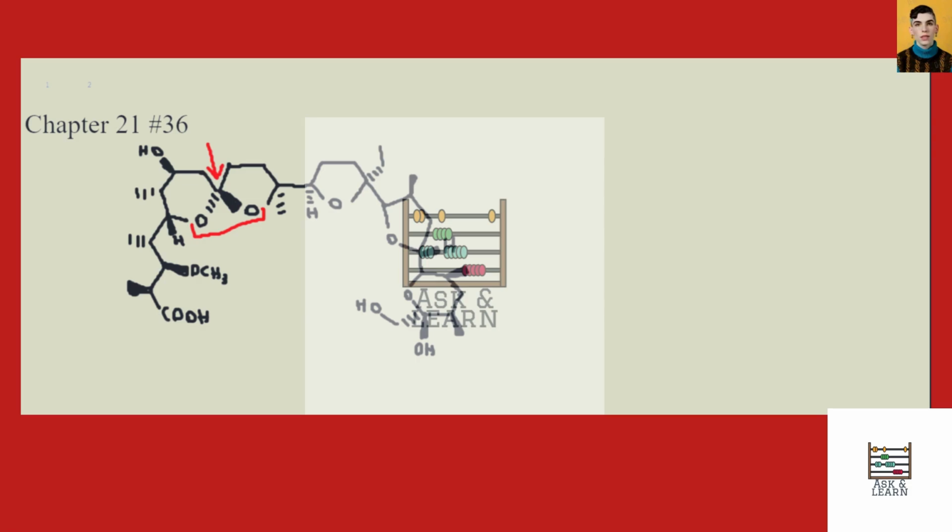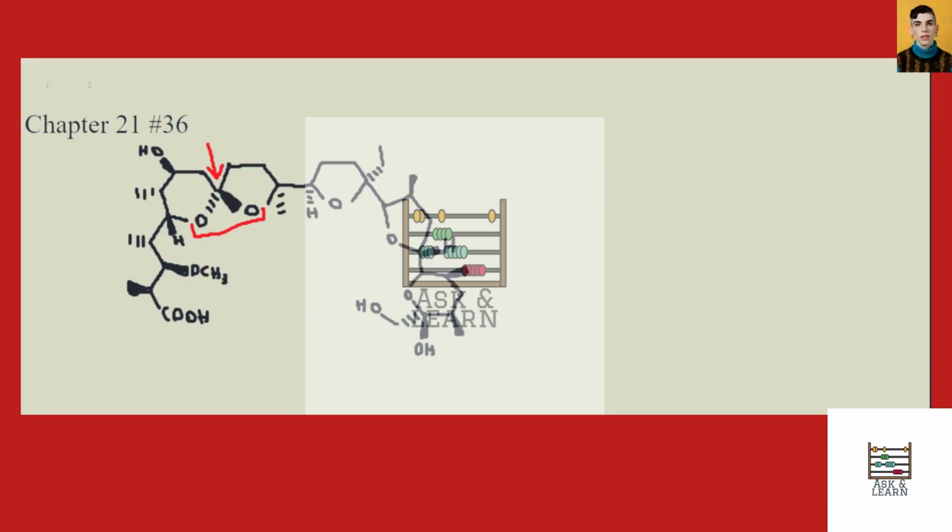Looking at monensin first. There is one acetal here, and it's right here. So this carbon is bound to two oxygens that are themselves ethers, and so that's an acetal. I've labeled it in red.